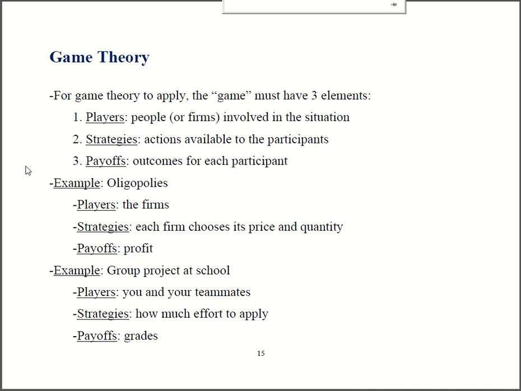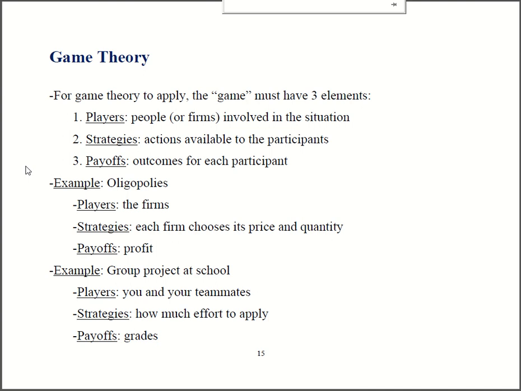So, some examples with oligopolies: the players are the firms that are competing in this industry. Strategies: each firm picks their own price and their quantity. And the payoff, the outcome of the game, is going to be how much profit the firm makes.